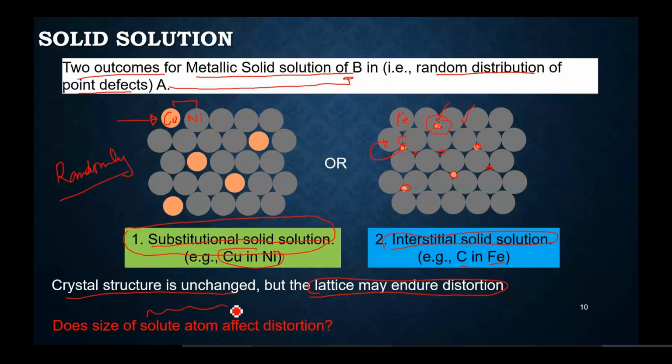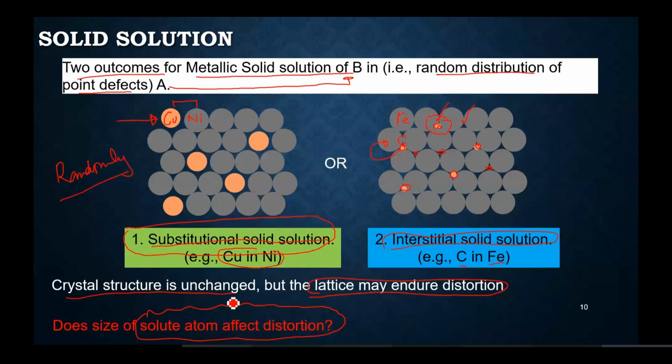What do you think? Would the solute atom affect the distortion? What is your point of view? Does the size of the solute atom affect the distortion in the lattice? Yes, sir. How would it affect? Sir, if it is bigger, the stress would be higher, the word stress you were using. Like the chair example you used, a heavier person would put more stress. Very good, exactly. So yes, the greater the size, the higher the distortion.